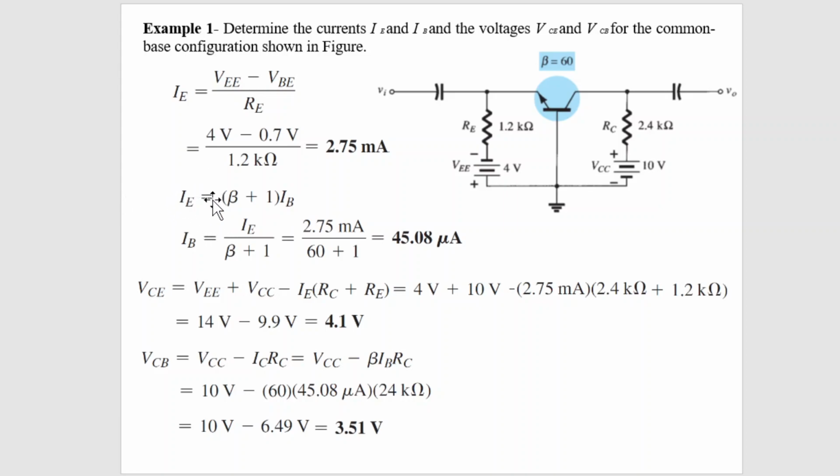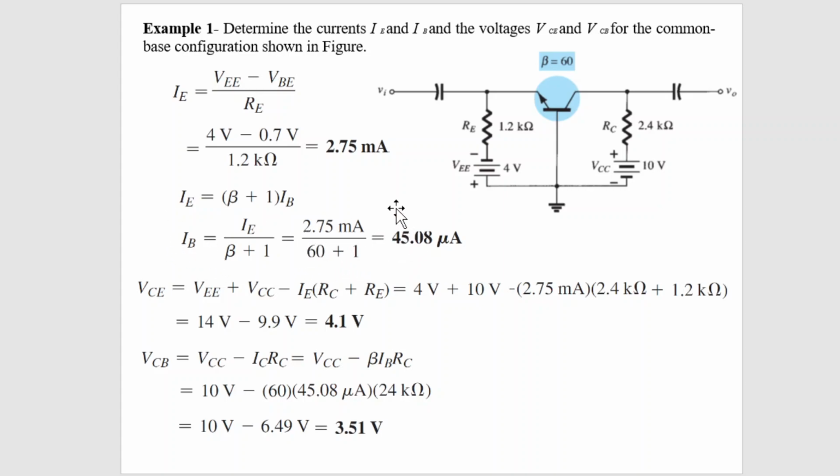So we know that the emitter current can be written as equal to beta plus 1 into the base current, where beta is the current amplification factor for a common emitter transistor. But here the configuration is common base. No need to get confused. We can find the base current because the emitter current is known. So the base current can be written as IE, the emitter current, divided by beta plus 1. So IB is equal to 2.75 milliampere divided by 60 plus 1.